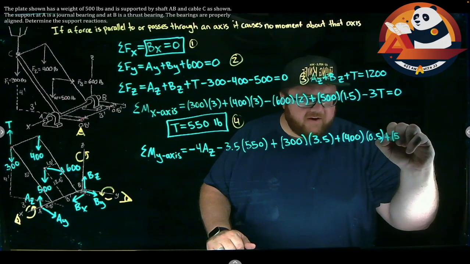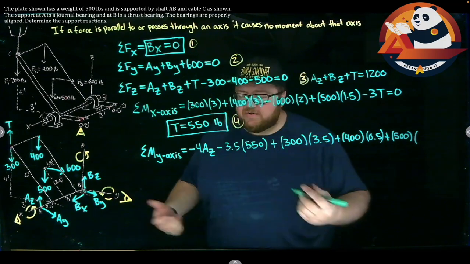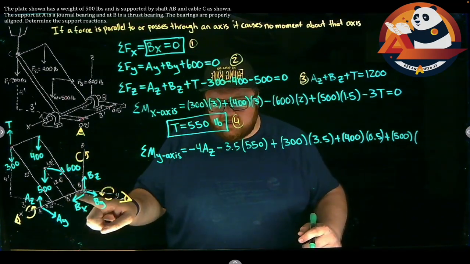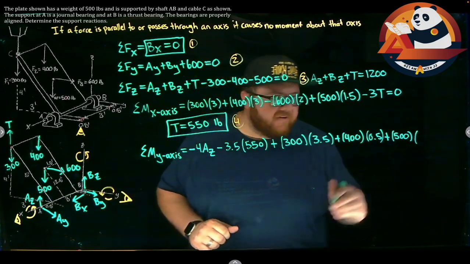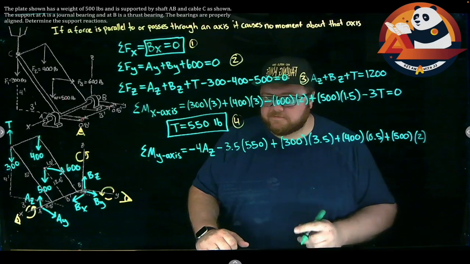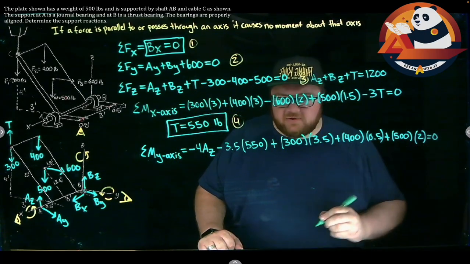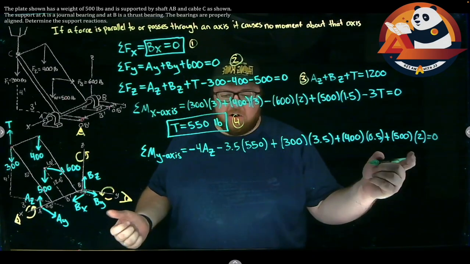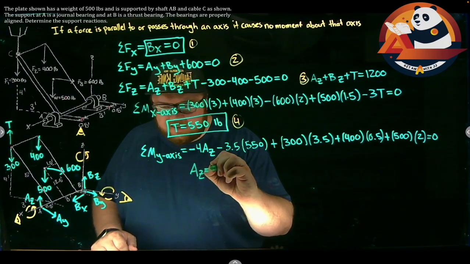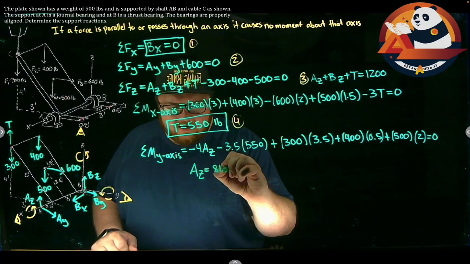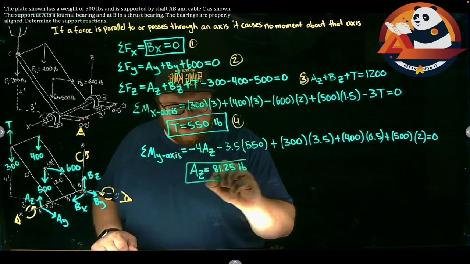Plus weight 500 times our X distance. Well, if it's in the middle, that'd be from the middle to the edge of the plate is half of the width of the plate, 1.5, plus that additional 0.5 to get to B, times 2. That's everything causing rotation here. So that is equal to 0. AZ is my only unknown in here. I can get the AZ is equal to 81.25 pounds, which would be another answer for us.